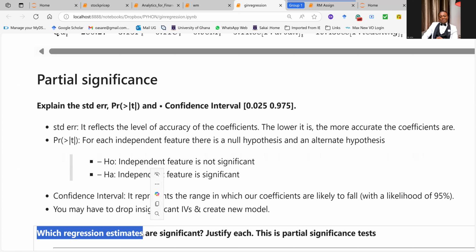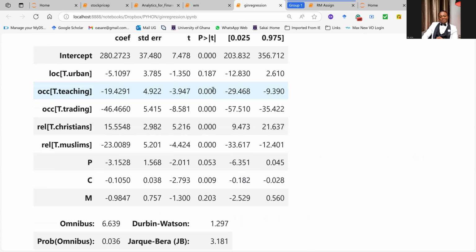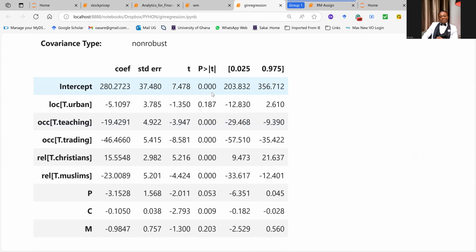Justify each one. In other words, do a partial significance test. I've changed this question slightly. So let's go to the model. Which independent variable is significant? Now, to tell whether an independent variable is significant, check the p-value. If the p-value of the independent variable is 0.05 or more, then it is insignificant. It's not significant.